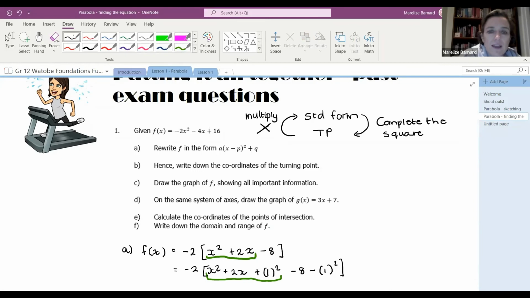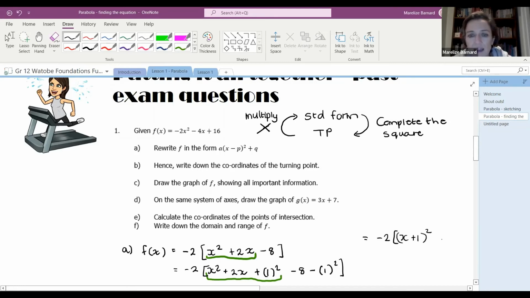So we can write that as, and I'm going to carry on the side over here, -2 times x plus 1 squared. And I've got -8 minus 1 squared is now -9. And we just put the -2 back in. And we times it with our bracket without timesing it in, okay? And we times it with our -9, which will make it +8. So now from there, we can see what our turning point is.